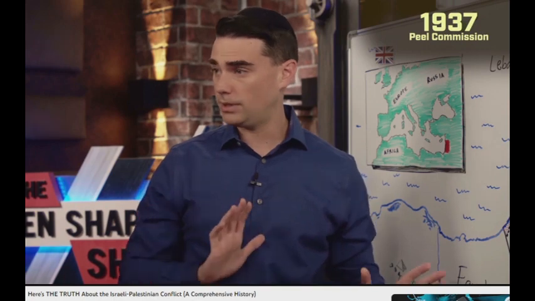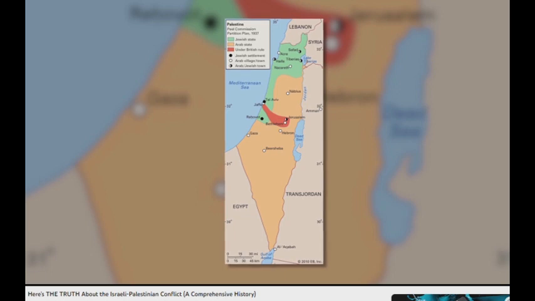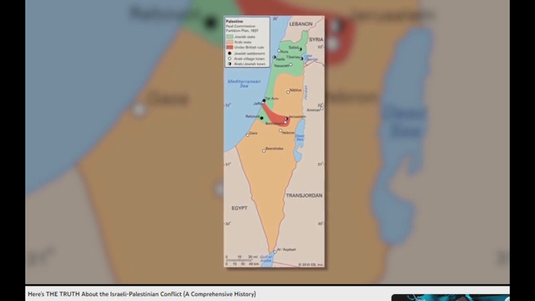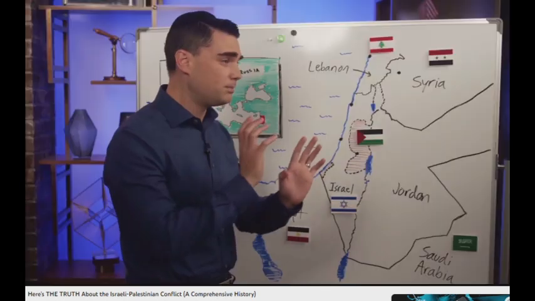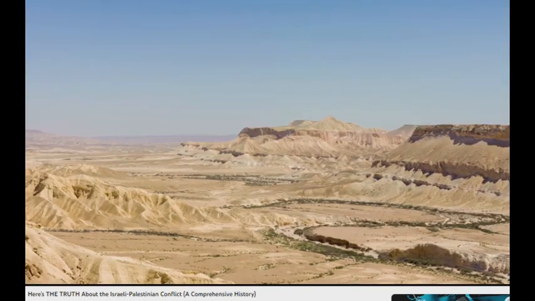In 1937, the Peel Commission suggests a partition plan with control by the British retained of Tel Aviv and Jaffa and Jerusalem. And there would be a small sliver of land Israel would get, but it would be pretty divided. It would be like this little land here, maybe a little bit up here, and then most of the Negev, which is basically just an empty desert.